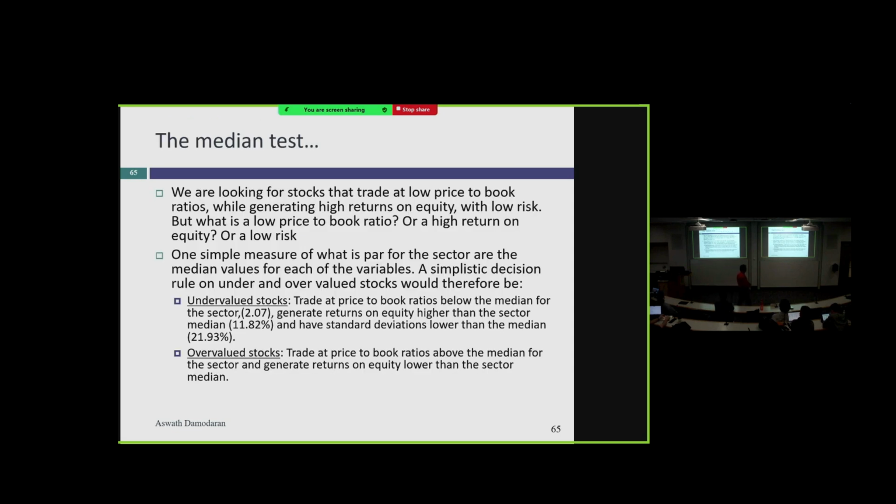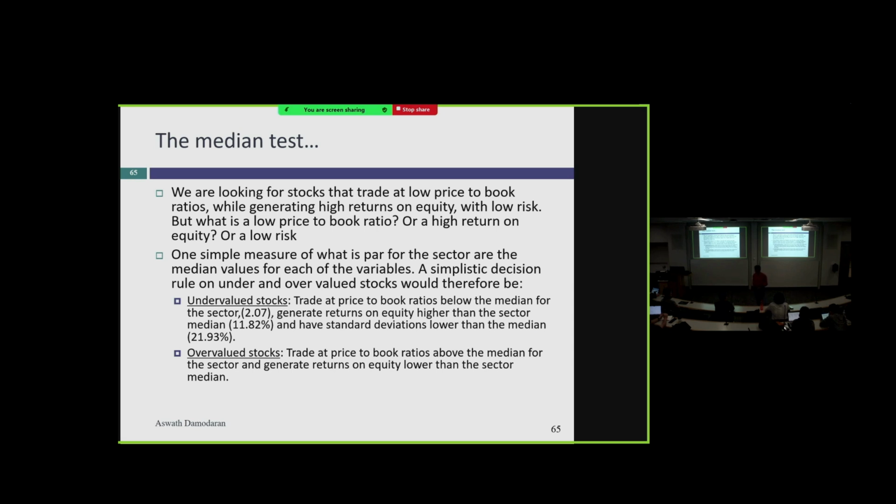So here's what I did. I basically took the median price to book ratio, the median return on equity, and the median standard deviation. And I looked for stocks that traded at price to book ratios below the median while having returns on equity higher than the median and a standard deviation lower than the median. Kind of very simplistic.